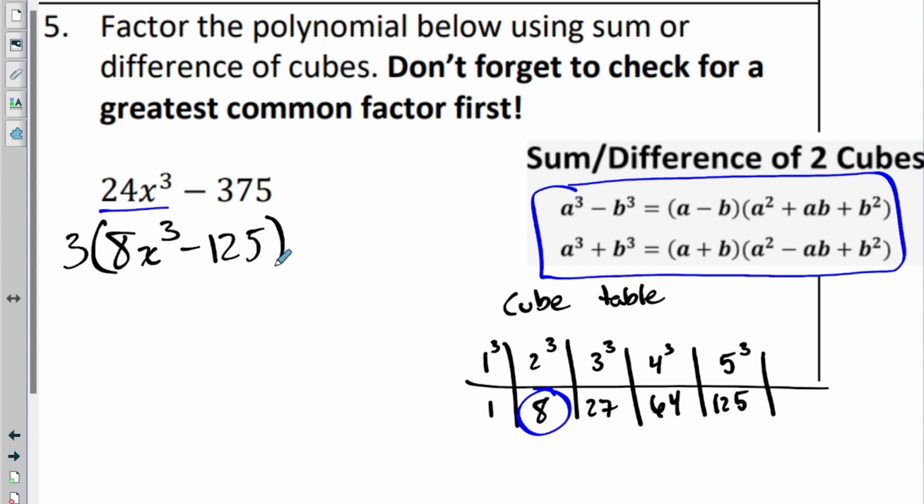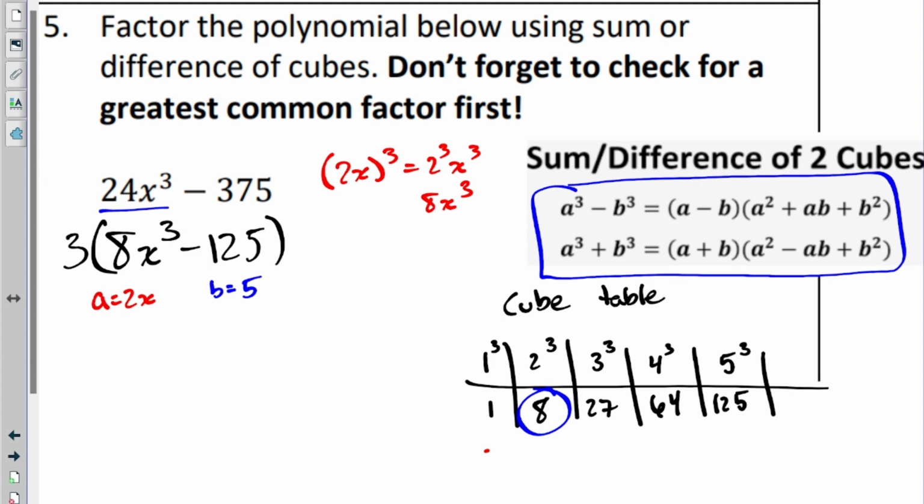Well, now we're set up, because my a term, the first thing I'm cubing, is 2x, because 2x all cubed is 2 cubed times x cubed, which is 8x cubed. So this thing works out. My a term is the cube root of this. And the cube root of 125 is my b term, which is 5, like we showed here. So b equals 5.